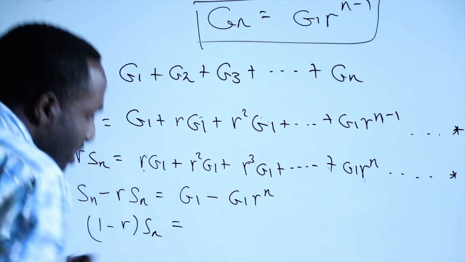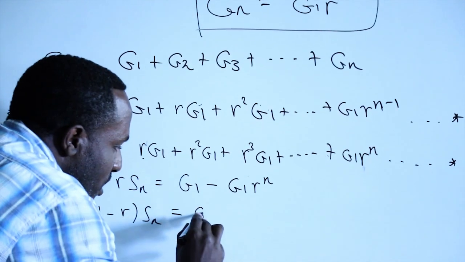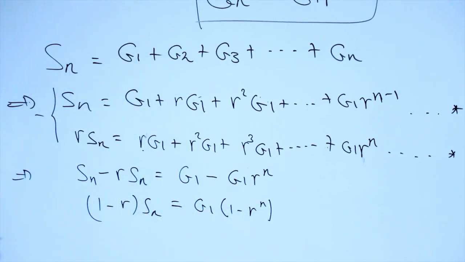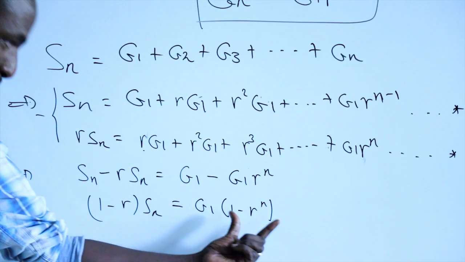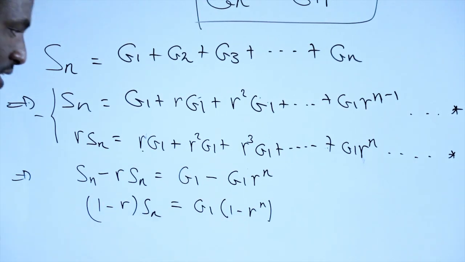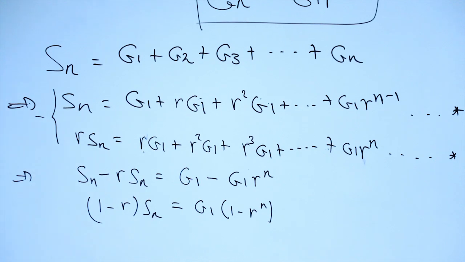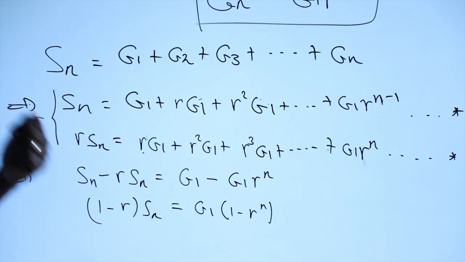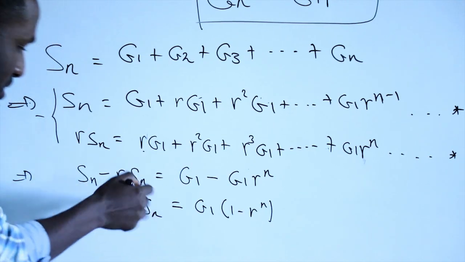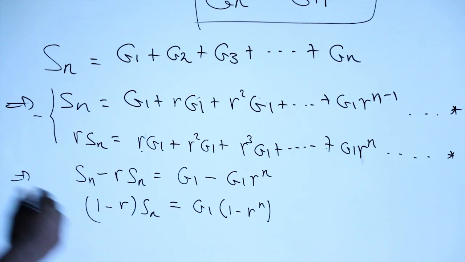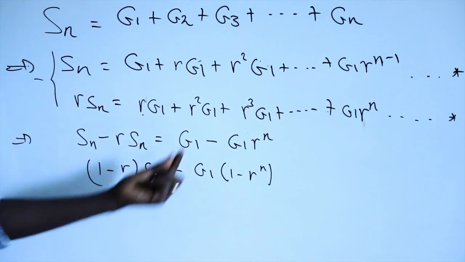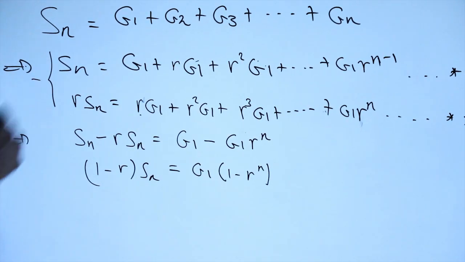This is exactly equal to G1 into (1 minus r to the power of n), as a common factor, because G1 times 1 is G1, so G1 times r to the power of n is G1 times r to the power of n. Now, what we need is the sum of the nth terms of the geometric sequence. So divide by 1 minus r on both sides.